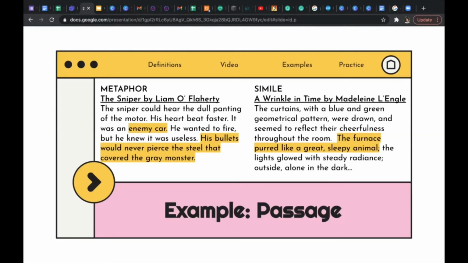Okay, so it says, the curtains, with a blue and green geometrical pattern, were drawn and seemed to reflect their cheerfulness throughout the room. The furnace purred like a great sleepy animal. The lights glowed with a steady radiance outside, alone in the dark. Okay, so the simile is the highlighted sentence, and it says, the furnace purred like a great sleepy animal. So a furnace is like a fireplace, and it didn't necessarily purr like an animal, but they're comparing the sounds of the fire bellowing and possibly the movements of the fire to purring like a great sleepy animal.